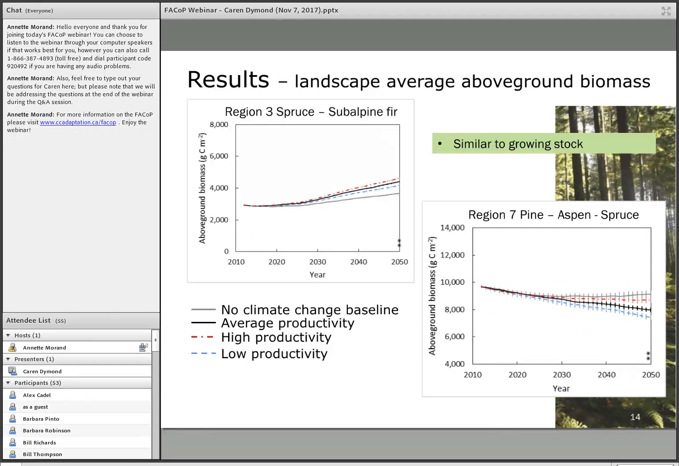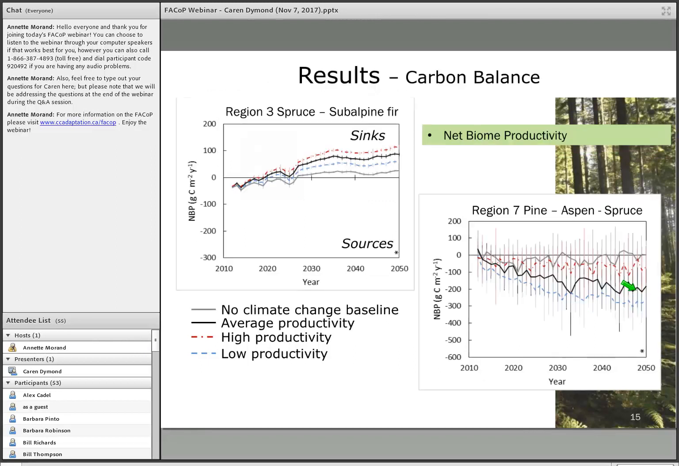These indicators are above ground biomass, basically the growing stock: how much biomass is there in the living trees? For region 3, it follows productivity, with projections of increasing biomass over the 50 years of the study. In region 7, the biomass isn't even holding its own under the high productivity scenario. All 3 of the climate change scenarios have lower biomass.